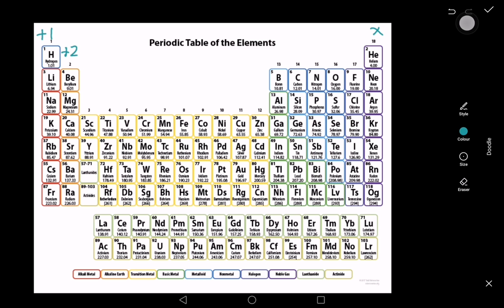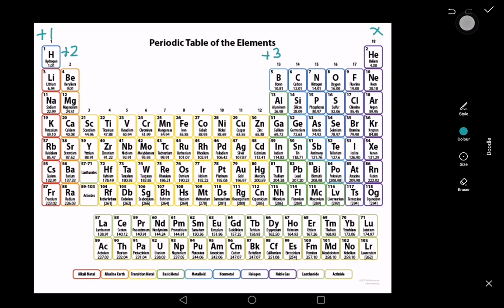Next, remember the other one. The one that produces a cation is metal. The one that produces an anion is non-metal. So group 13 is still a positive charge. This one will be positive 3.